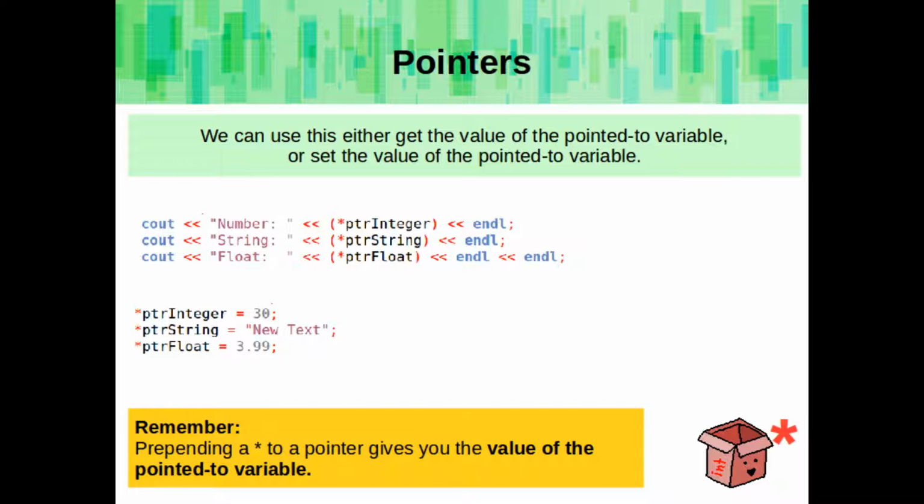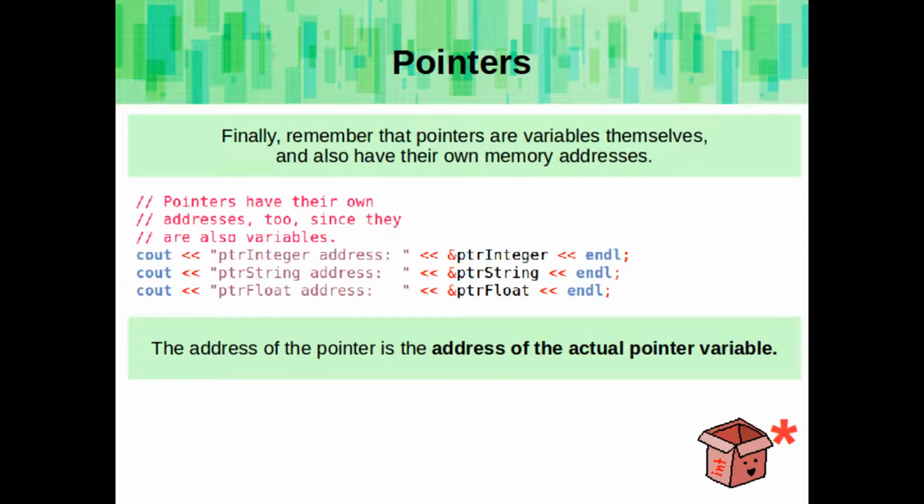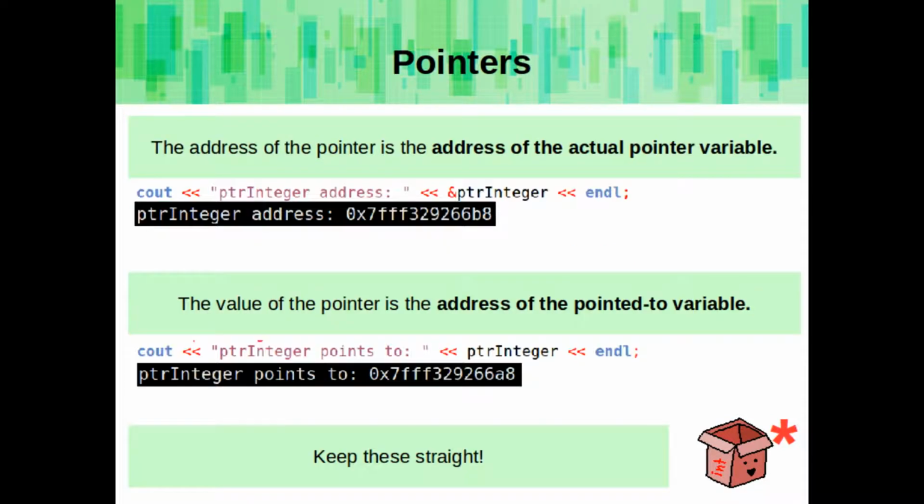We can use this either to get the value of the pointed to variable or to set the value of the pointed to variable. And finally, remember that pointers are variables themselves and also have their own memory addresses. The address of the pointer is the address of the actual pointer variable. So, if we use the address of operator on a pointer variable, we'll get the address of the pointer. If we simply try to output the pointer variable name itself, that will give us the address of the item it is pointing to.